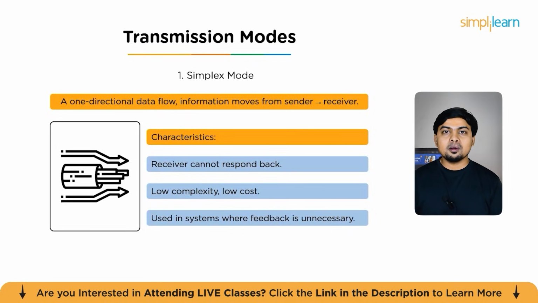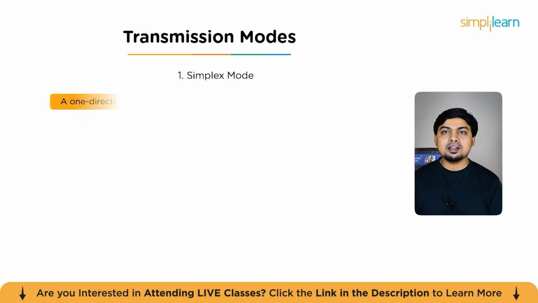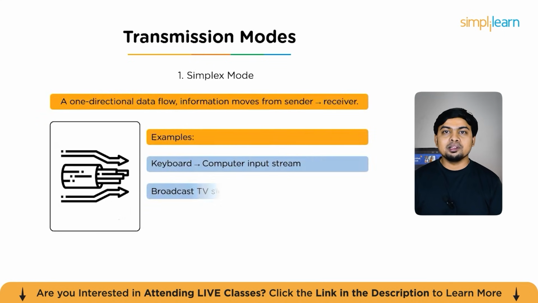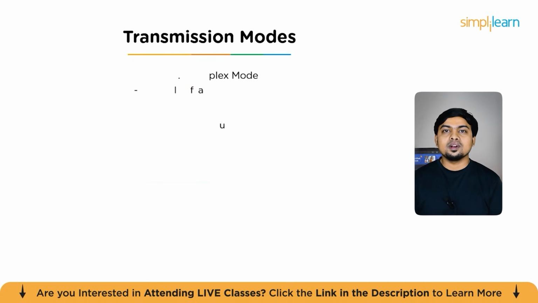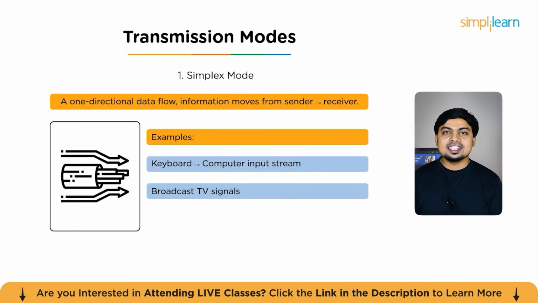Receiver cannot respond back, low complexity, low cost, used in systems where feedback is unnecessary. And let's also go through some examples. For example, keyboard to computer input stream, broadcast TV signals, and similar ones. Now, why does it matter? Simplex is ideal where reliability comes from controlled, predictable output rather than back and forth communication. Now, let's dive into the next one.